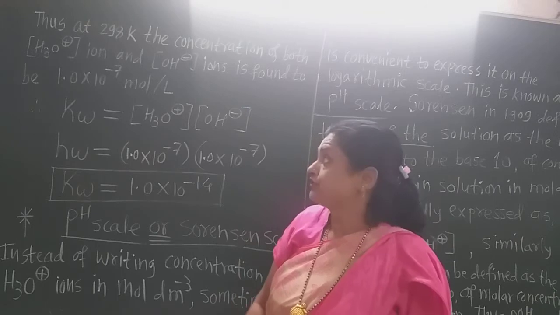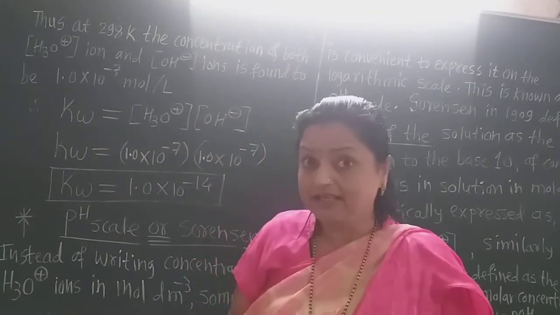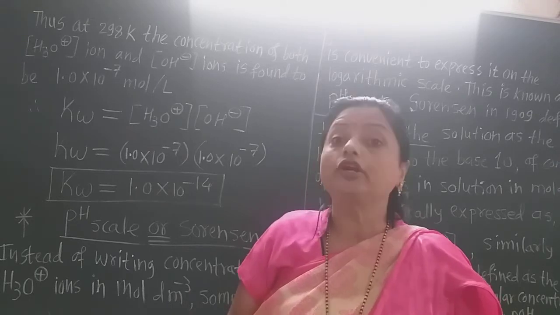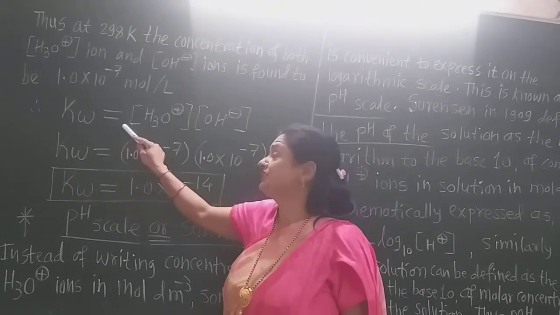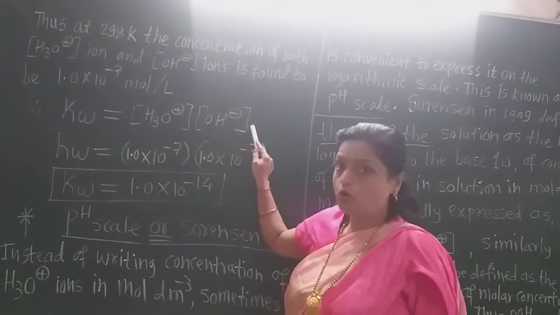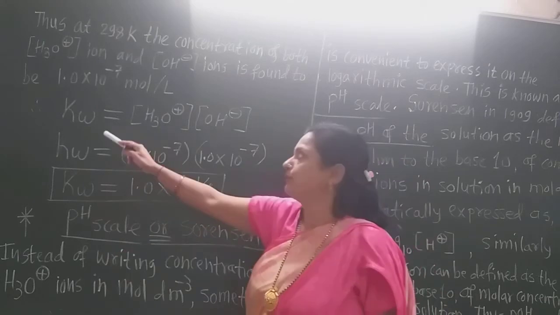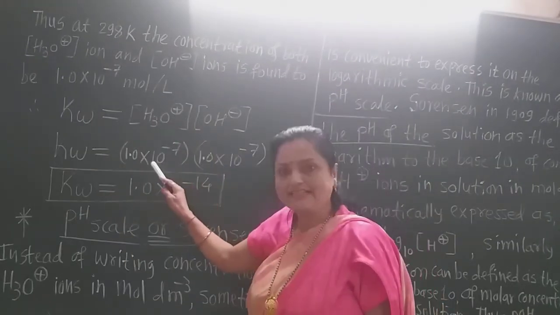Now if we substitute the concentration of both these ions in the equation of the ionic product of water, then what will we obtain? Kw is equal to concentration of H3O plus into concentration of OH minus. We know that it is the ionic product of water. Now substitute the values of both these ions' concentration here.